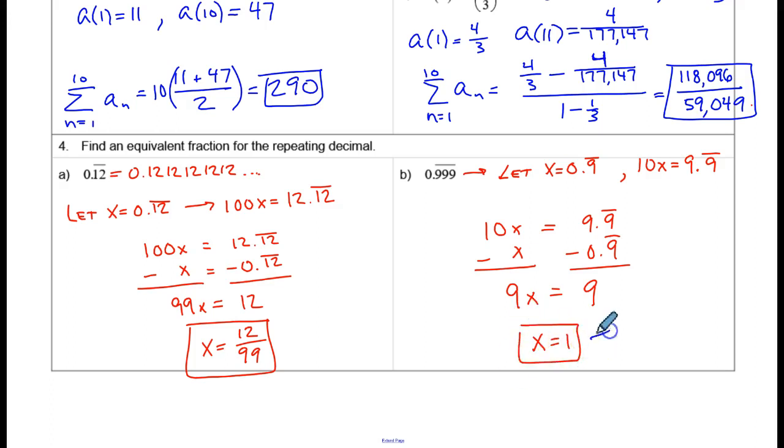Whoa. That is unbelievable. 0.9 repeating actually equals 1. Some of you may not believe this, but trust me, it is true.